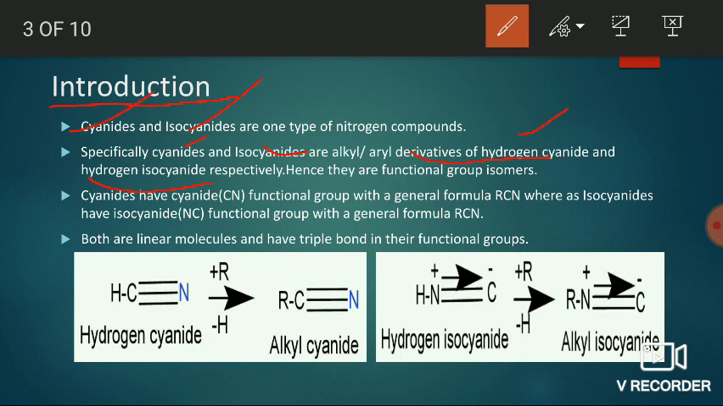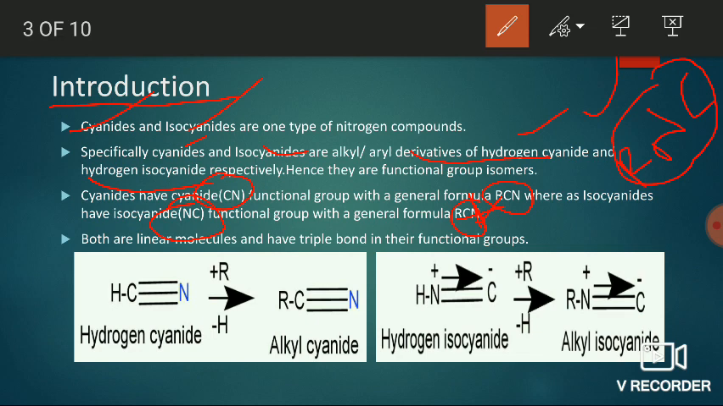So the derivatives of hydrogen cyanide and hydrogen isocyanide, that is cyanides and isocyanides, are functional group isomers of each other. In the case of cyanides, they have the cyanide functional group. In the case of isocyanides, they have the isocyanide functional group NC. The general formula of cyanides is RCN, while the general formula of isocyanides is RNC. Sorry, it is RNC, not RCN, it is RNC.